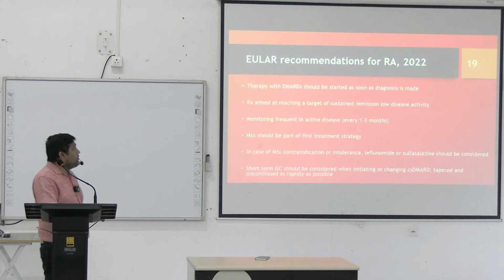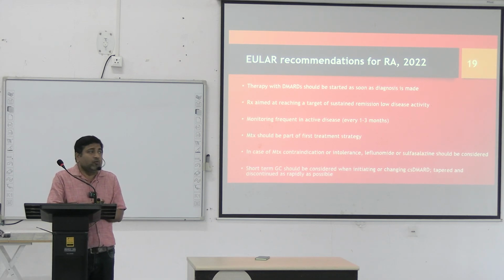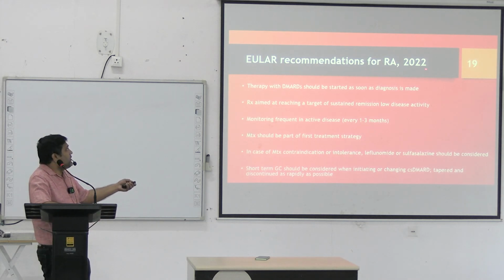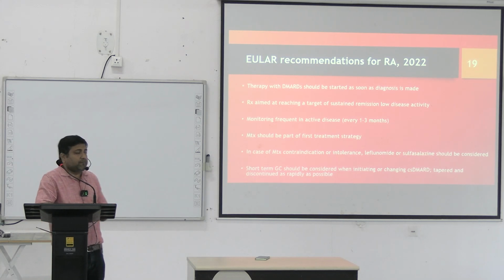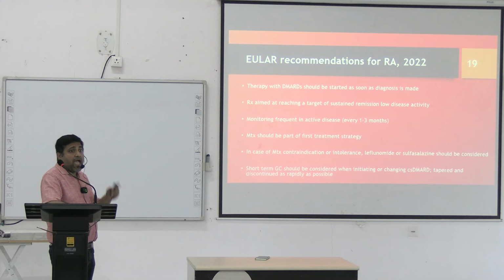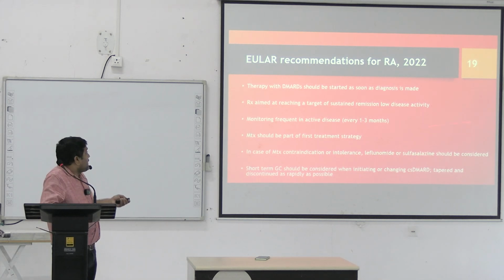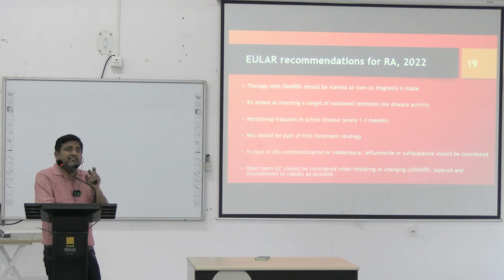Now coming to the EULAR recommendations for rheumatoid arthritis patients, 2022 is the year when the guidelines were published. How to treat a patient of rheumatoid arthritis? Therapy with DMARD should be started as soon as the diagnosis is made. Treatment is aimed at reaching a target of sustained remission or low disease activity.